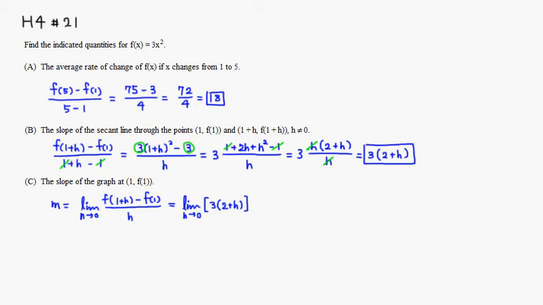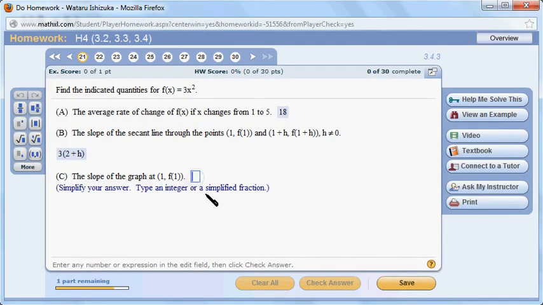Now h is going to 0, so this term is going to go to 0. What's left is 3 times 2, which is 6. So this is equal to 6. So 6 is the slope of the tangent line to the graph at 1, comma f of 1. Let's type it in. Slope is 6. Let's check the answer. Got that.